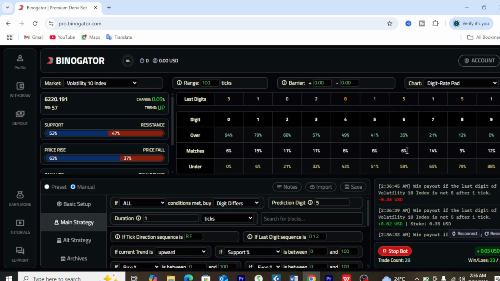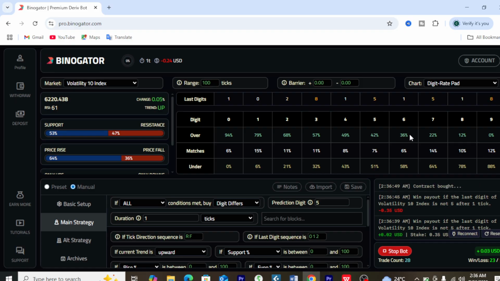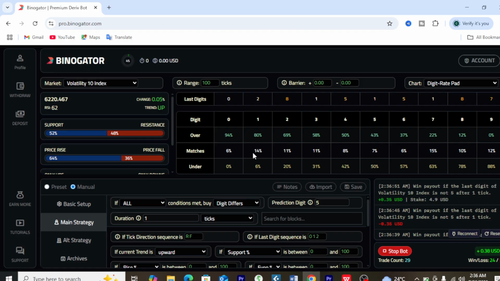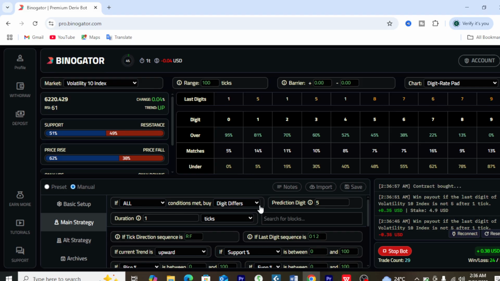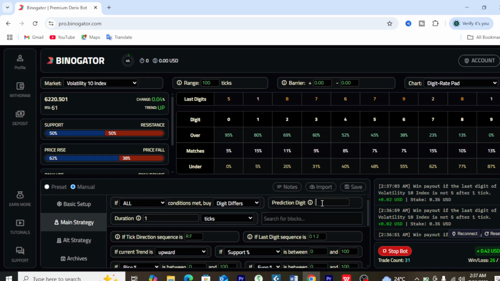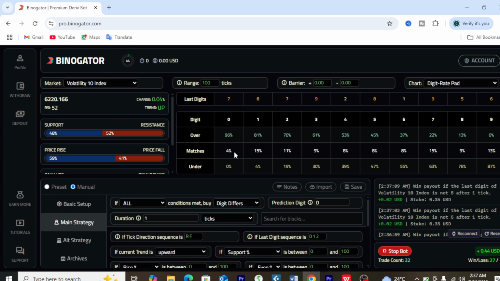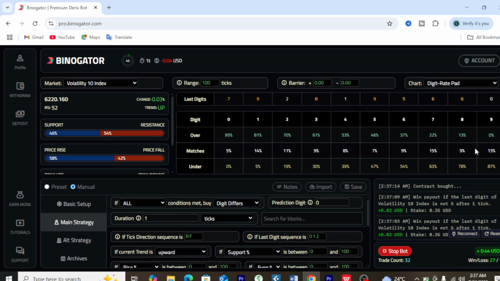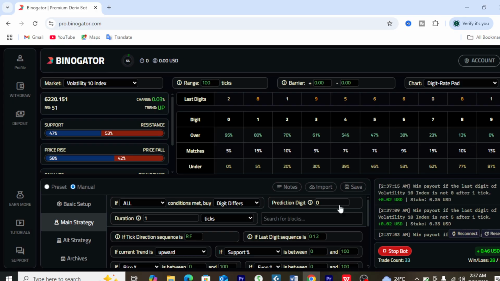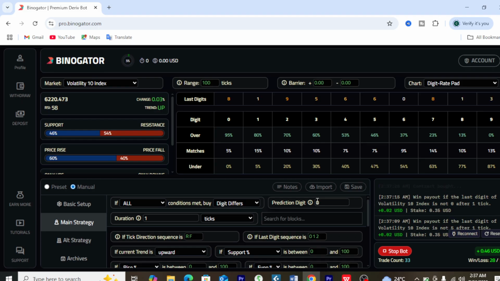So you can see now that the lowest number here is 0. So I'm going to look at which number has been occurring here. So I'm going to quickly change the prediction digit to 0, because 0 now is the lowest matching percentage. This is 4%, which is lower than every other matching percentage here. So I'll leave the bot to keep trading.